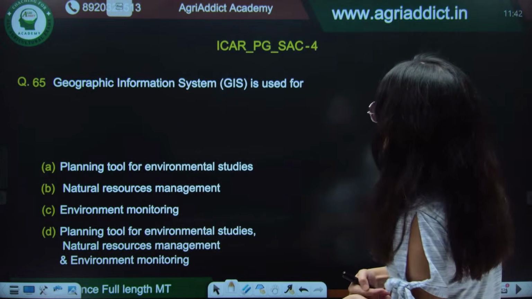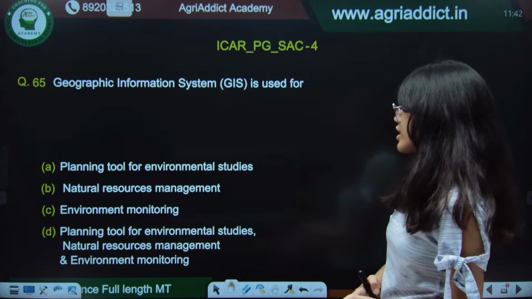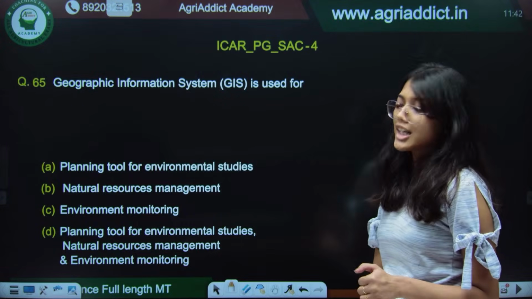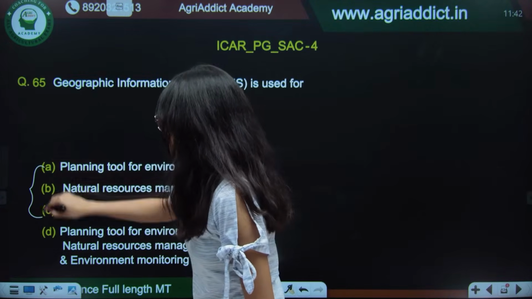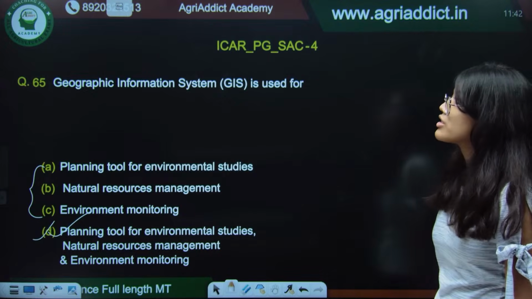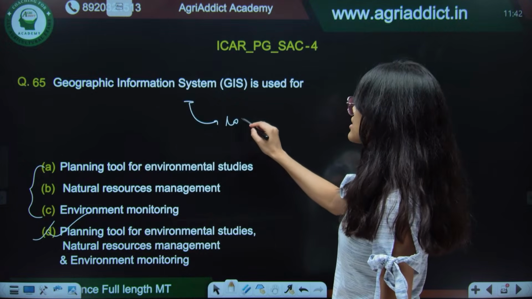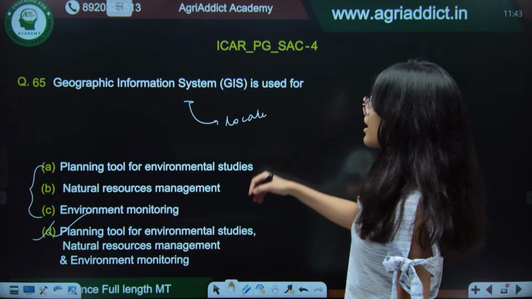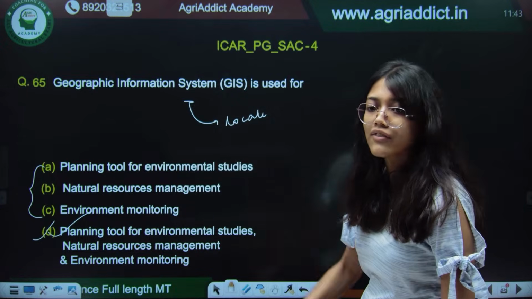Very easy. Now, geographic information system, it is used as a planning tool for environmental studies, natural resource management and environmental monitoring. So again, all the options will be correct. Very easy question. Geographic information system will actually help you to locate a particular point present on the ground with reference to space.